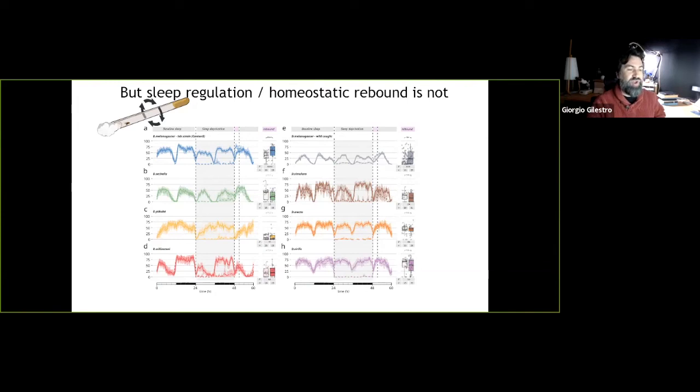So that was very unexpected, very puzzling, worrisome to a certain extent. So what does it mean? Does it mean that sleep is not a conserved feature of all Drosophila?